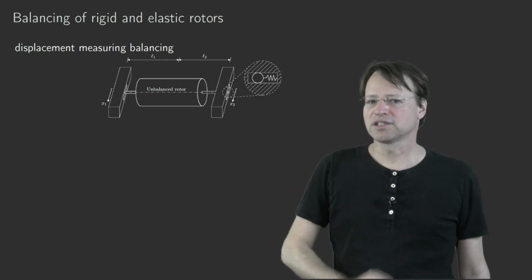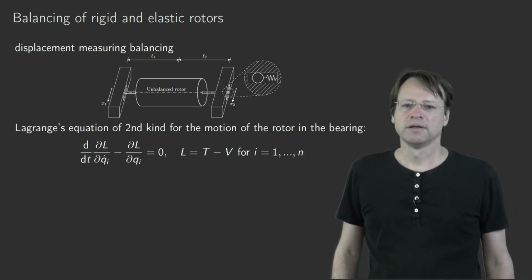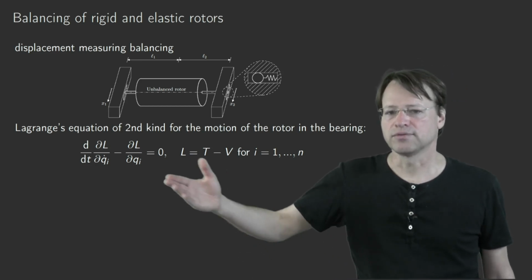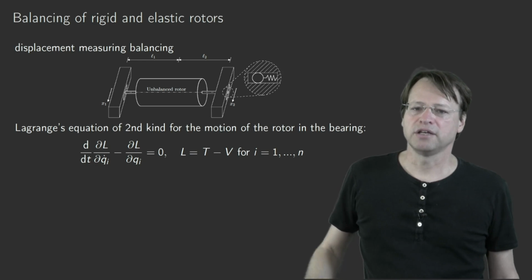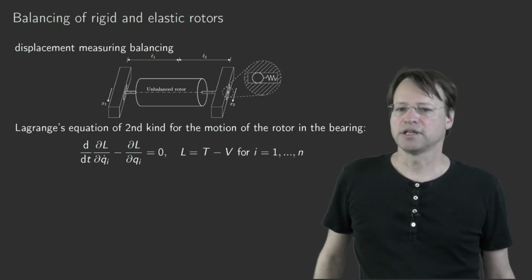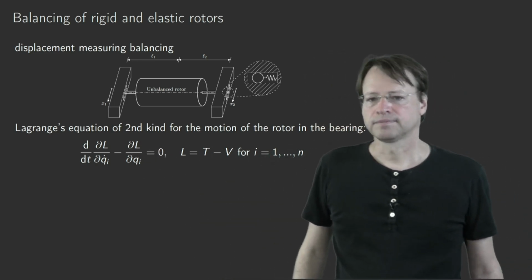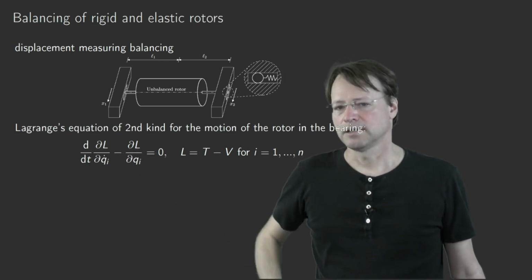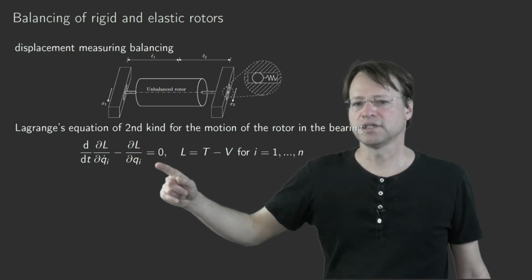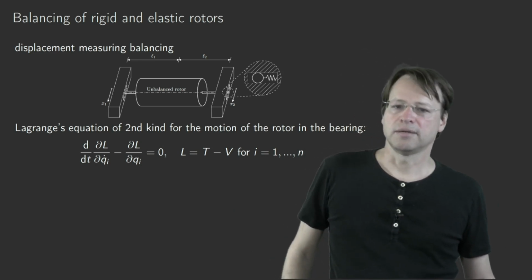So this is a nice exercise in order to repeat Lagrange's equation of second kind for this system. Lagrange's equations of second kind, you will find them here, are obtained for the difference of the kinetic minus the potential energy. You can see the L here inside that equation. You take the derivative with respect to the generalized velocities, and for the first term you have to take the time derivative.